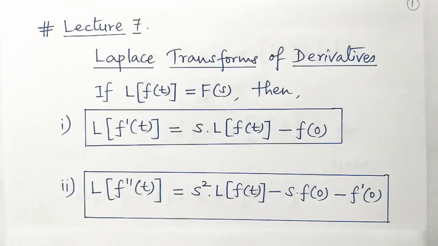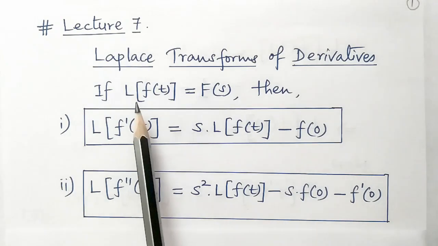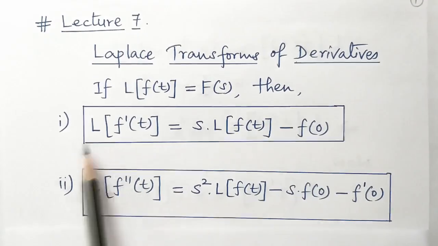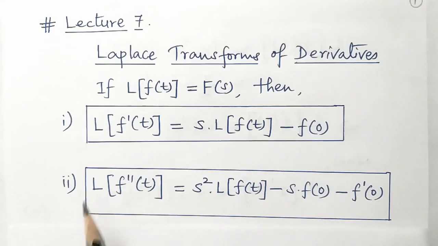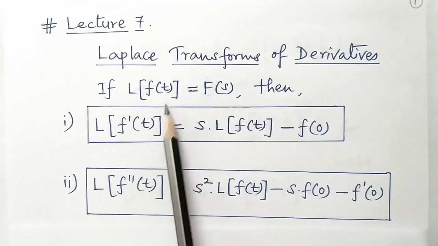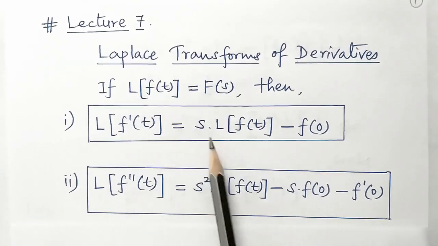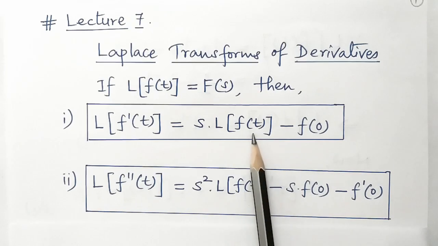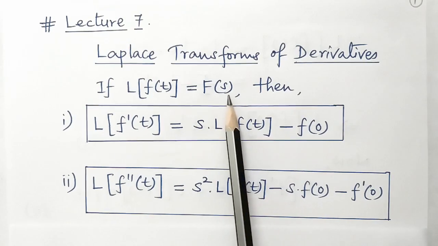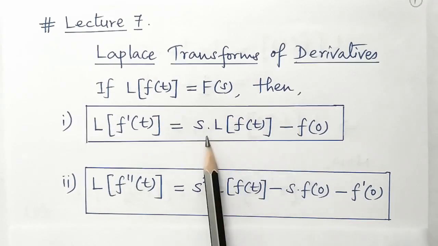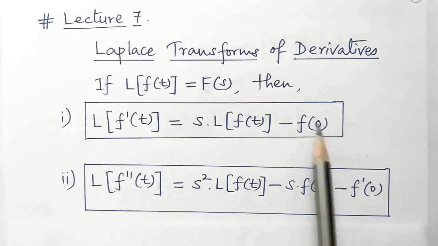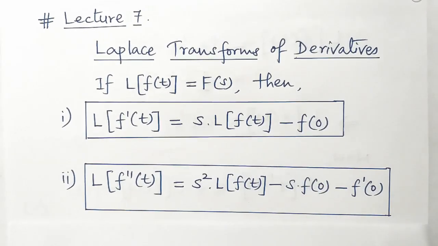those properties or theorems. So here, if Laplace transform of f(t) equals F(s), then we have the first result for the Laplace transform of derivatives: Laplace transform of f'(t), the first derivative of f(t), is equal to s times L of f(t) minus f(0). That means L of f(t) is F(s), so this F(s) should be multiplied with s, minus f(0). Here f(0) represents the value of the function f(t) at t equal to 0.